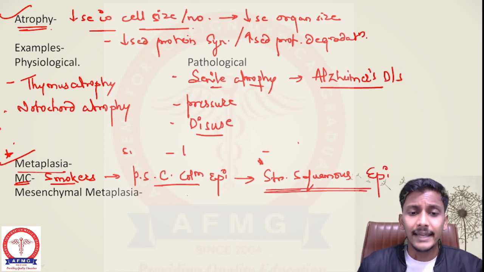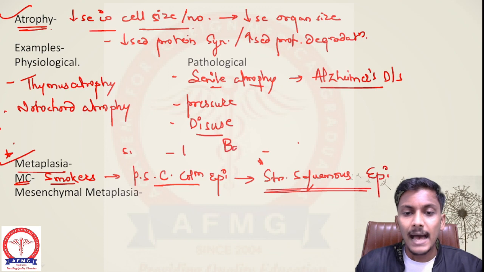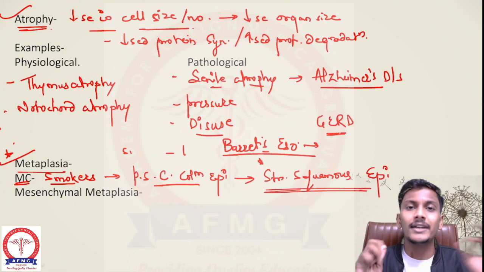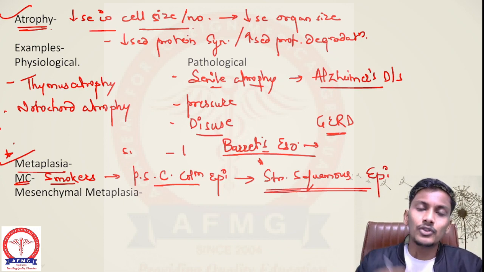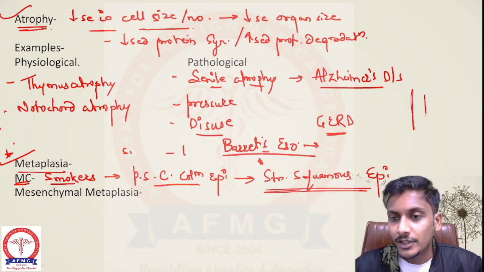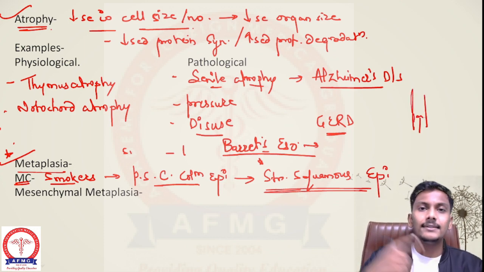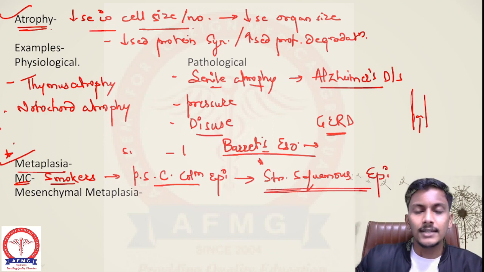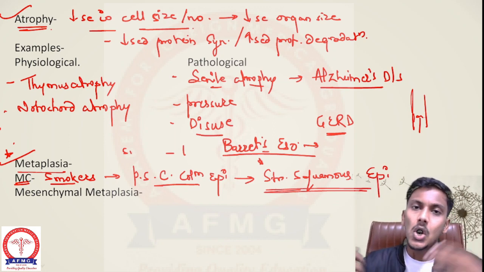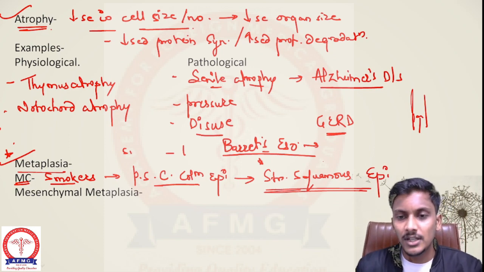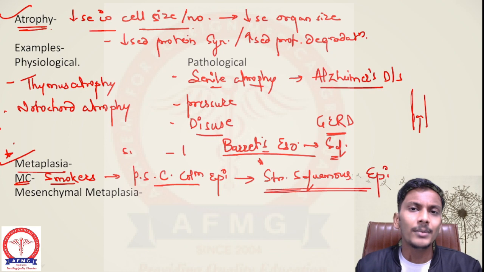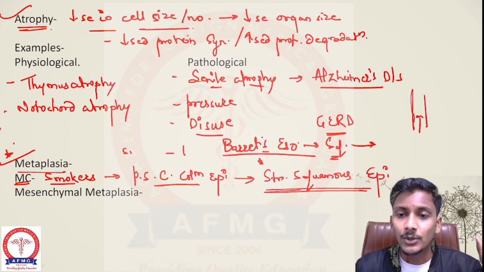The other classical example is Barrett's esophagus. What happens in Barrett's esophagus? There is a predisposing factor, which is GERD, gastroesophageal reflux disease. This means there is constant exposure of the esophageal epithelium to gastric acid. The HCl keeps regurgitating into your esophagus, which is an injurious stimulus to the esophageal epithelium. Normal esophageal epithelium is squamous epithelium, but due to this constant exposure to acid, it changes to columnar.